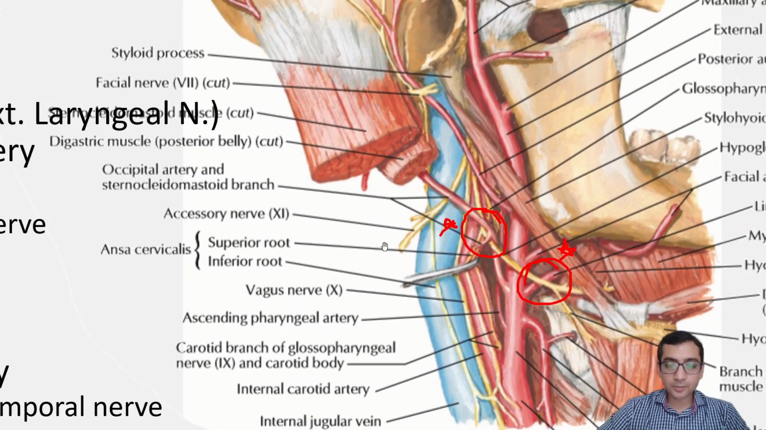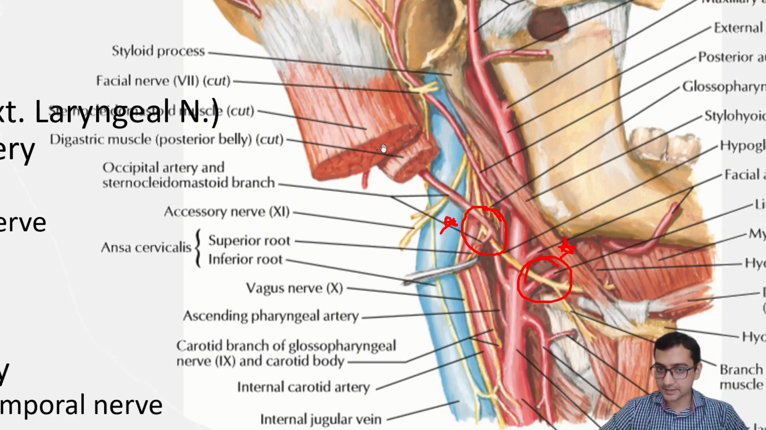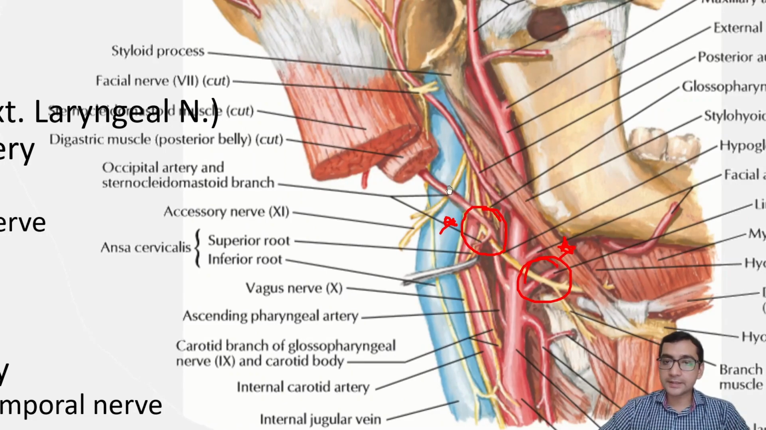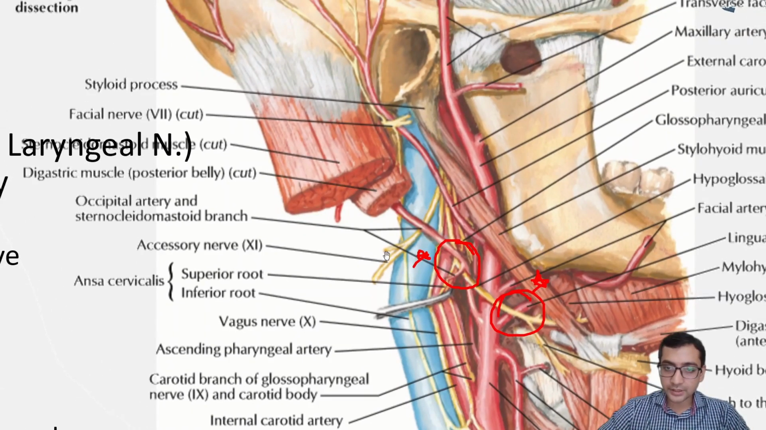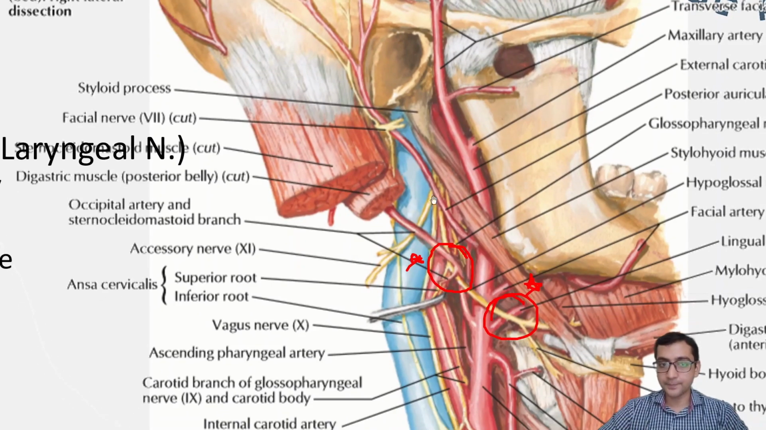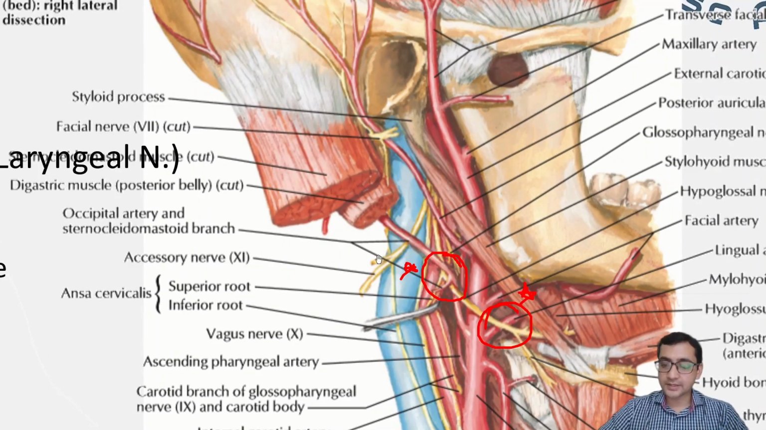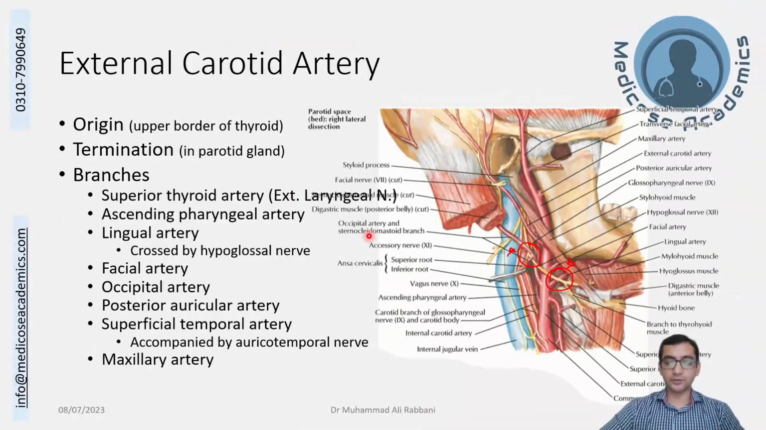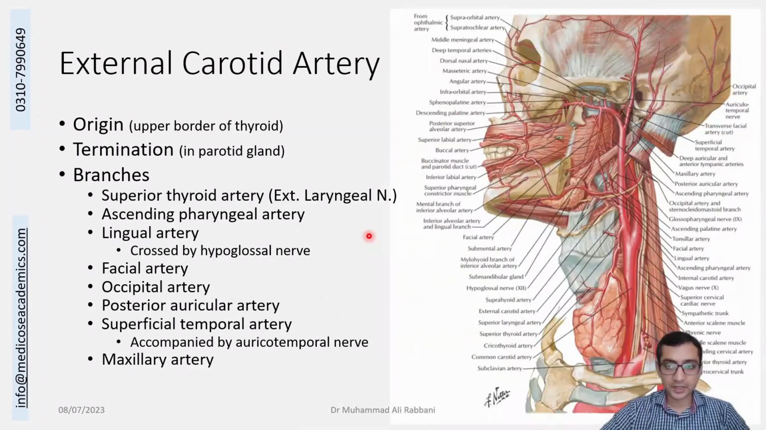And another MCQ comes: the superior branch of the occipital artery that supplies the sternocleidomastoid. It is running almost near the accessory nerve. So it is an indication of that nerve. This relation comes in handy.